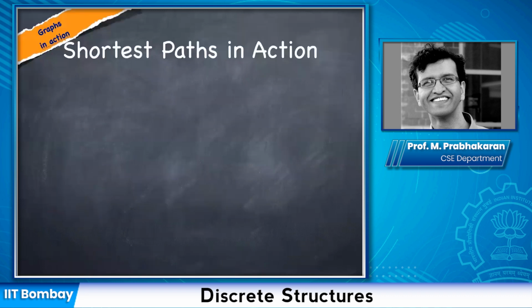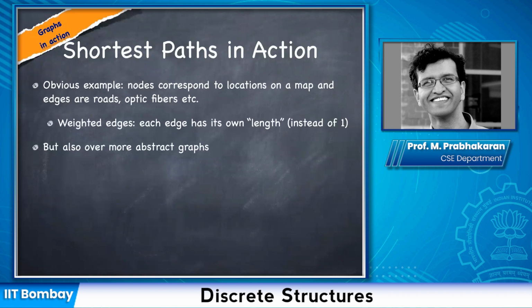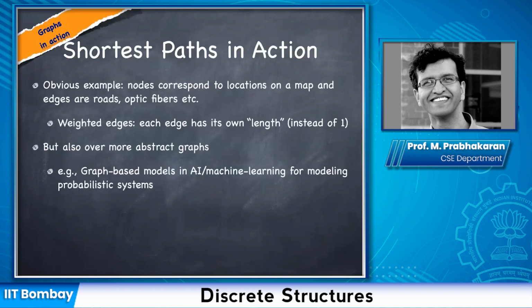Okay, let me wrap up with a quick slide on applications of shortest path. So I already alluded to them. The obvious examples were navigating in a map or routing in a network, where you might want to give lengths to the edges. I mentioned you can also use it to model probabilistic systems.